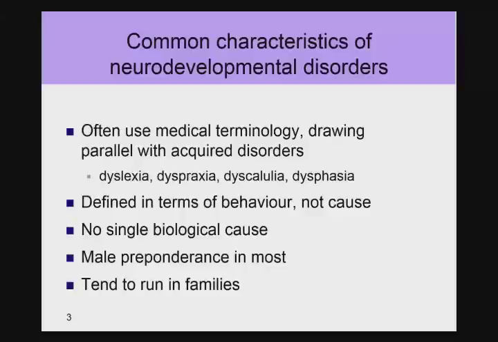But these more medical terms are now quite controversial, and many people would argue against them and argue that they're quite confusing. I'm not going to dive into that debate today, and I will sometimes use these terms, but you have to use them cautiously because these are not really very close parallels to neurological disorders in adults. They're defined in terms of observed behaviour rather than any particular cause, and indeed there doesn't seem to be any one major cause in most cases. Interestingly, most of these conditions affect boys more than girls, sometimes by quite a marked degree, and they also tend to run in families.